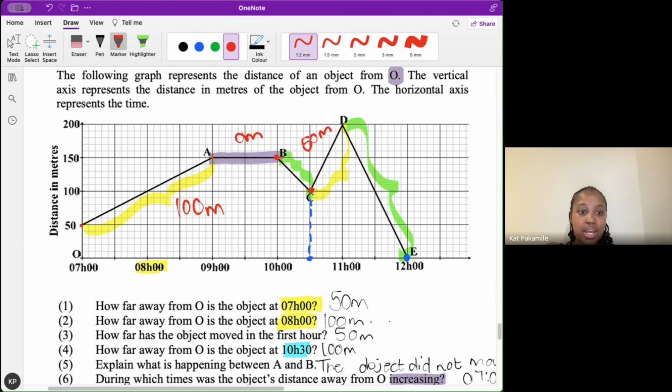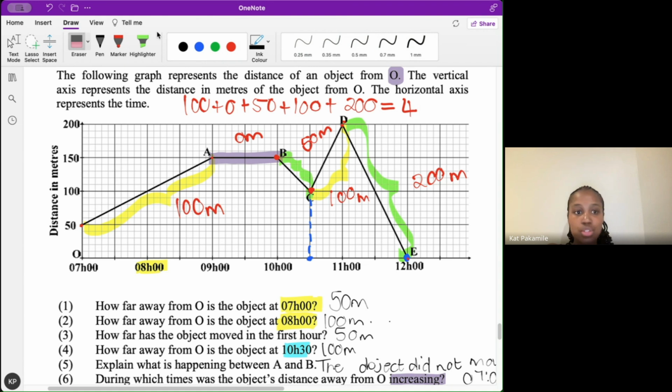Great. And then it moved again from 100 to 200 meters. So how much did it move there? It moved 100 meters. And then finally it moved from 200 back to 0. So how much did it move there? It moved 200 meters. Now let's add these, guys. I have 100 plus 0 plus 50 plus 100 again plus 200. So that means in total, this thing moved a distance of 450 meters.